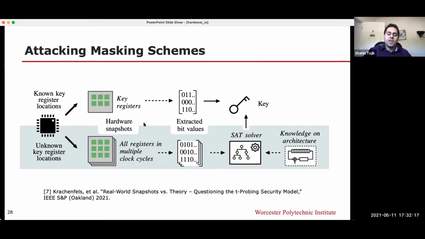You get the key. We showed that even if you don't know the locations of the registers, which is most of the time the case for this kind of optical attack, you can take multiple snapshots in consecutive clock cycles, and using SAT solvers, by knowing the architecture of the cipher which is used, it reveals the key again. This result is going to be presented probably in 1 or 2 weeks at IEEE S&P. So you're welcome to attend.